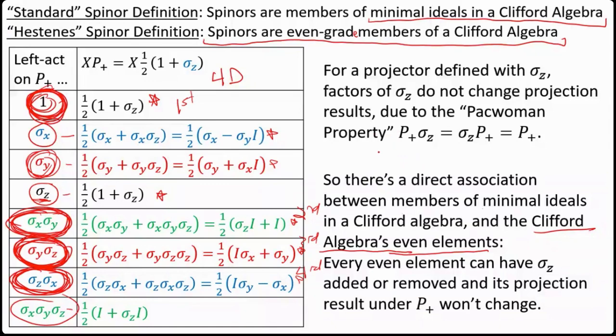Yeah, so in the minimal ideal definition, sigma x, sigma y, p plus would be the spinor. But in the Hestonese definition, I guess you just leave out the p plus and you just say the even grade element is the spinor. So that's kind of the connection. Yeah. You either include the projector or you don't. That's the difference between the two definitions. So maybe that means more to Slava, because we've been confused about that for a while, but that's something that came up.